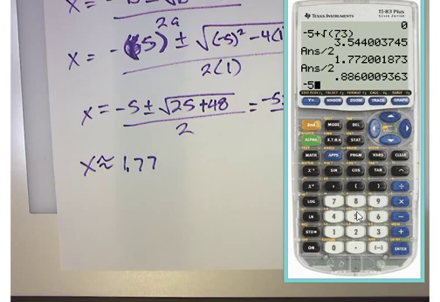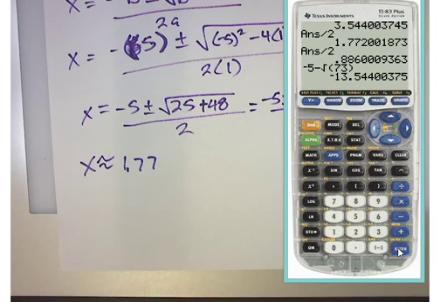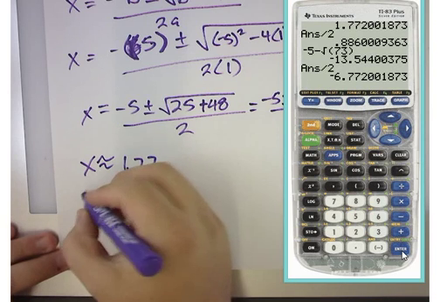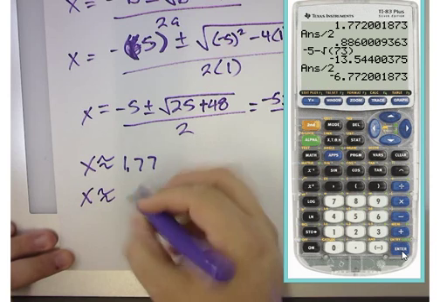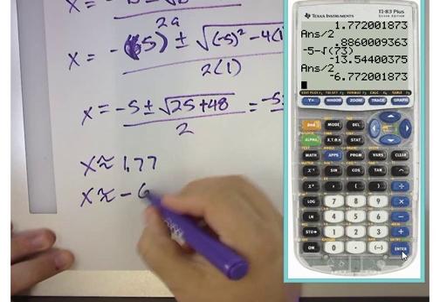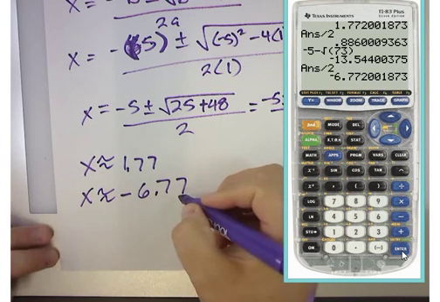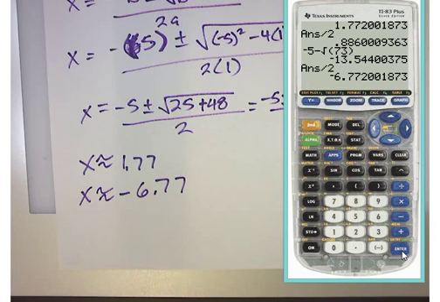Then the next solution would be negative 5 minus the square root of 73, divided by, oh well, I don't want to do the divided by thing. So that's negative 13, and now I want to divide by 2. And so my other solution is x is approximately negative 6.77. Okay, so those should be my two solutions.